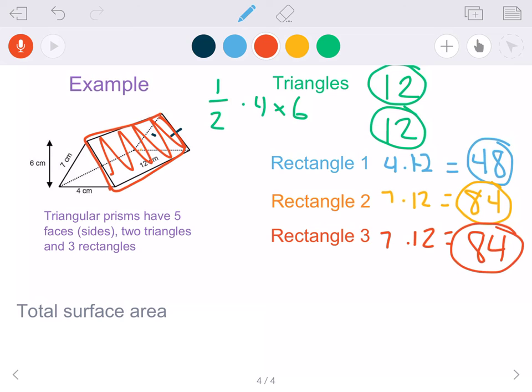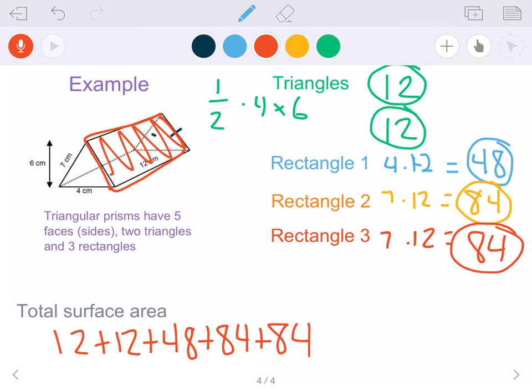So now if I'm trying to figure out the total surface area, I'm going to take 12 plus 12 plus 48 plus 84 plus 84. 12 plus 12 is 24. When I do 84 plus 84, that ends up giving me 168. And then I'm still adding the 48 to that.